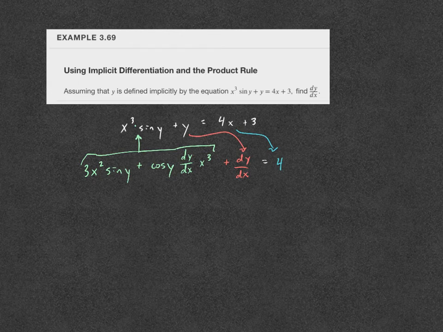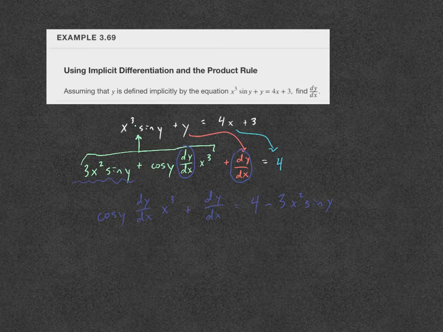So we want to clean this up and ultimately write it as dy over dx equals. I have a dy over dx term here and here. We want to leave those two terms on the left-hand side, but this one I want to throw over on the right-hand side with a negative sign. So let's see. Cosine y dy over dx, x cubed, plus dy over dx is equal to the 4 stays and the 3x squared sine y. I'm subtracting it to get it onto the other side, like that.